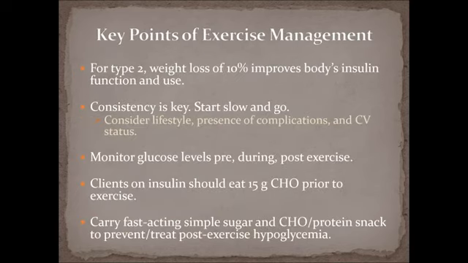So some key points for exercise management. I mentioned before, in type 2, weight loss of 10% is going to improve the body's ability to use their insulin. Okay? So for a 200-pound person, we're talking 20 pounds. It doesn't have to be overnight. It can be steady over several months, but we're trying to achieve that weight loss. So in doing so, consistency is the key.